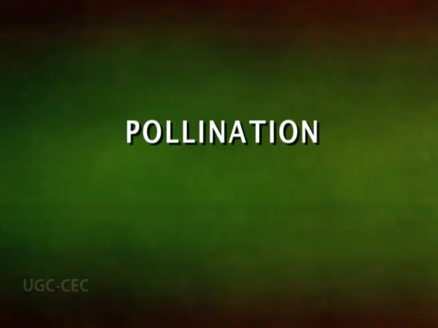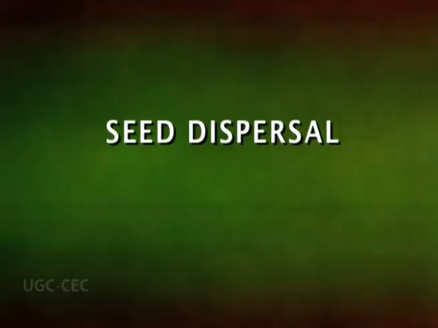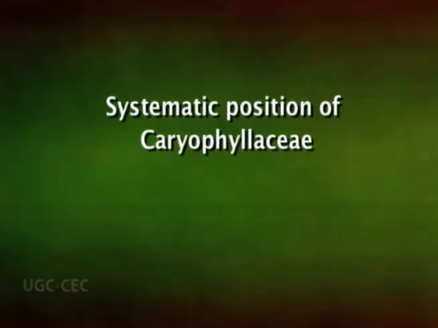When we talk about the pollination in Caryophyllaceae, it's usually found to be entomophilous. Insects are attracted by the nectar and the color of the flowers. Seed dispersal in Caryophyllaceae occurs mainly by wind and the animals. After discussing the taxonomy, we now come to the systematic position of family Caryophyllaceae.